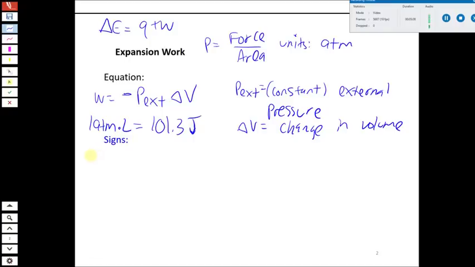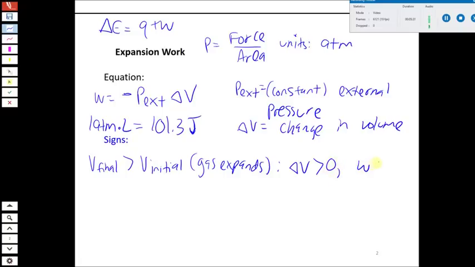So if we think about the signs of this, if our final volume is greater than our initial volume, that means the gas is expanding. So the gas is starting out at some smaller volume, expanding to a larger volume. If that's the situation, we see from this equation that delta V is positive. Whenever the gas's volume is increasing, delta V is positive, which means work would have to be negative because there's this minus sign out in front of the product of the two. Okay, so when a gas expands, work is negative.